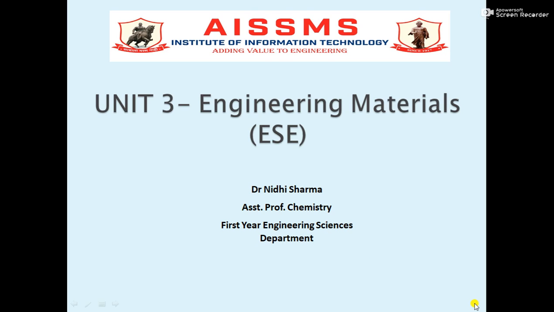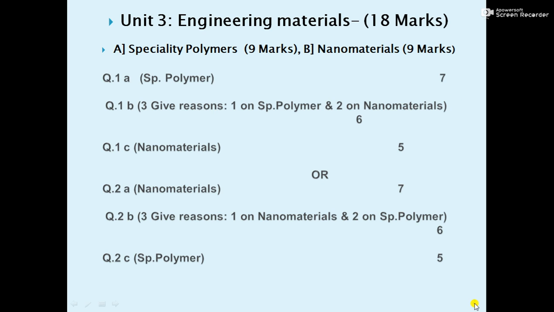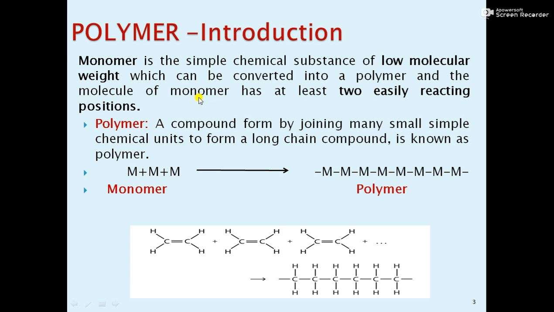My today's topic is engineering materials. Now, engineering material is again divided into two parts, the specialty polymers and nanomaterials. So this engineering material is divided in two parts. Specialty polymer weightage is 9 marks, nanomaterial weightage is 9 marks. Now first of all I am going to discuss in today's lecture about the polymer.